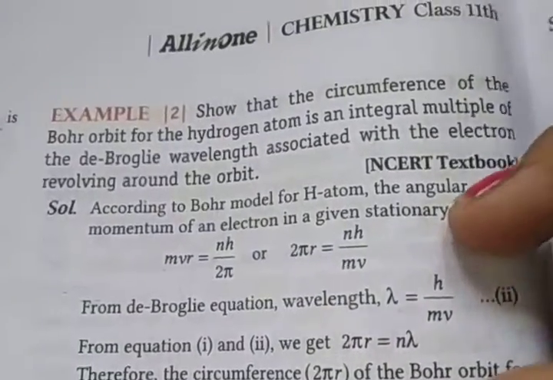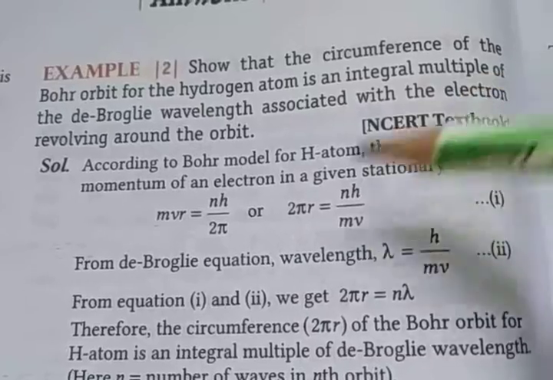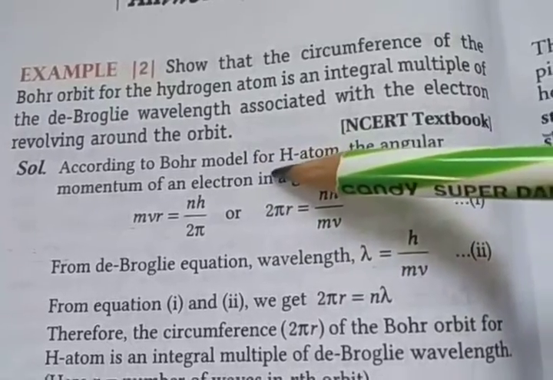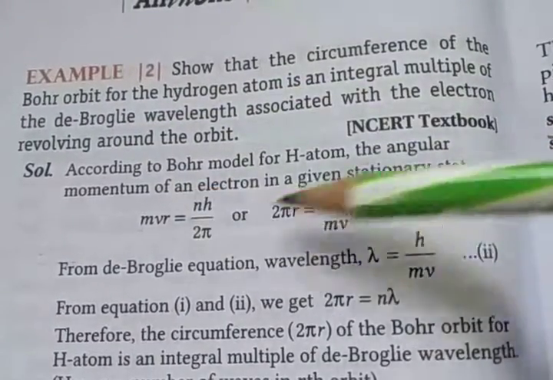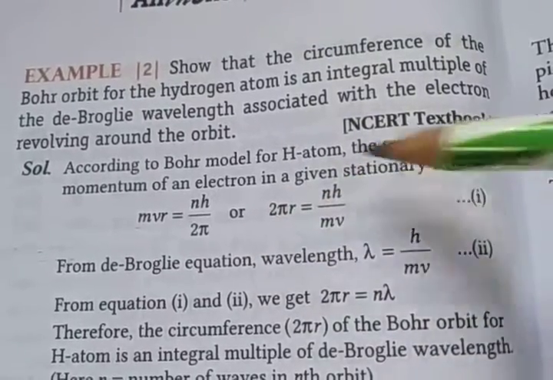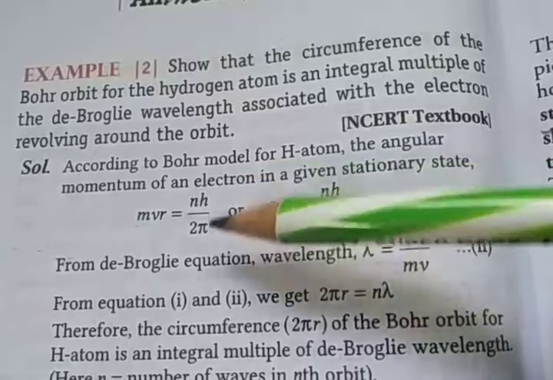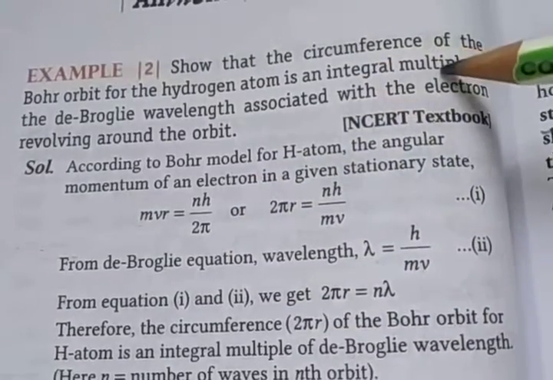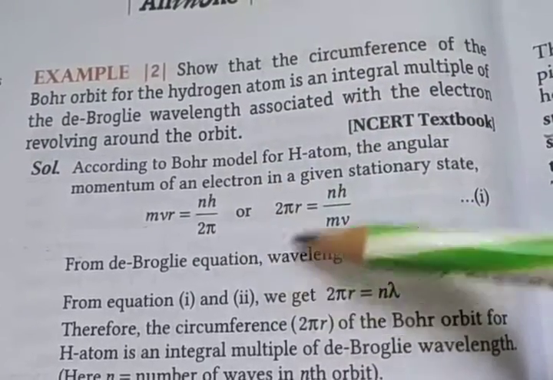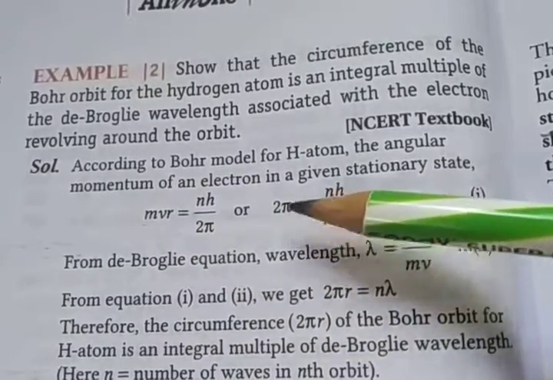Next question is, show that the circumference of the Bohr orbit for hydrogen atom is an integral multiple of the de Broglie wavelength associated with the electron revolving around the orbit. So here the Bohr orbit is given, and according to the Bohr model, the angular momentum of the electron in a given stationary state, the formula is mvr = nh/2π. And here the circumference of the Bohr orbit for hydrogen atom is given. Otherwise we have to write 2πr = nh/mv.